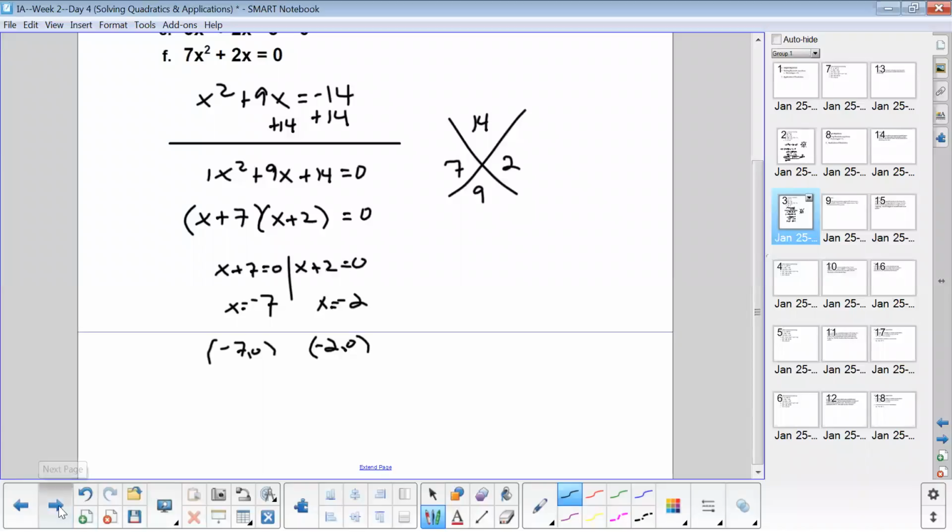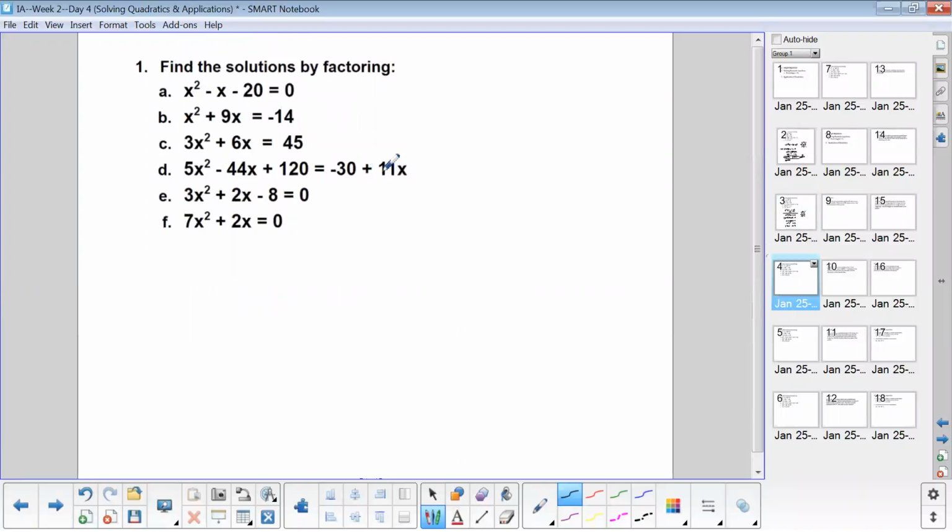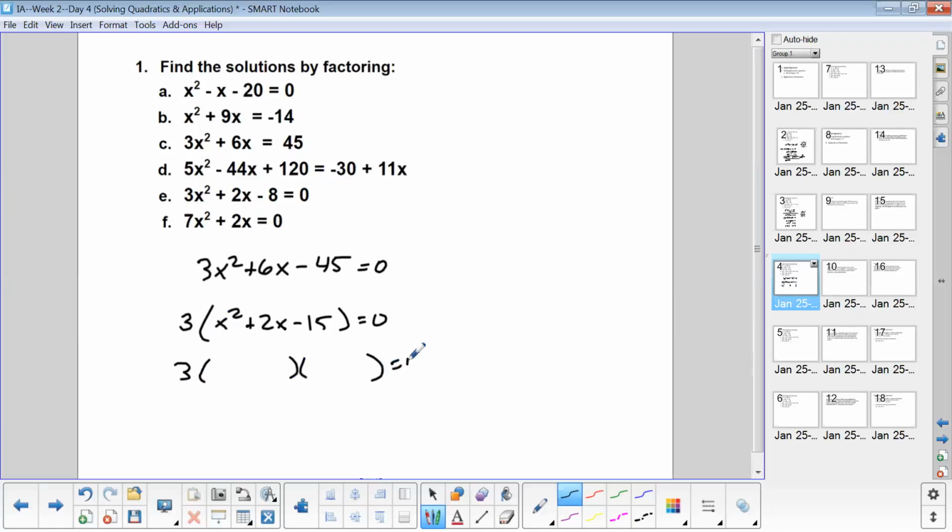Coming back to the next one, I've got 3x squared plus 6x equal to 45. I want to move the 45 over, so I'm going to subtract 45 so I can set it equal to 0. Now, we're factoring, so we want to see, can I factor out that 3? And I can. 3 will divide each of these terms. So I'm left with x squared plus 2x minus 15, set equal to 0. A is 1 right here, so I know that this will factor.